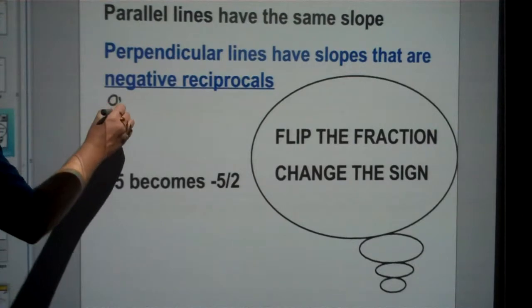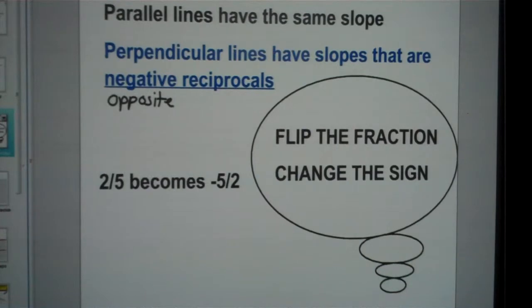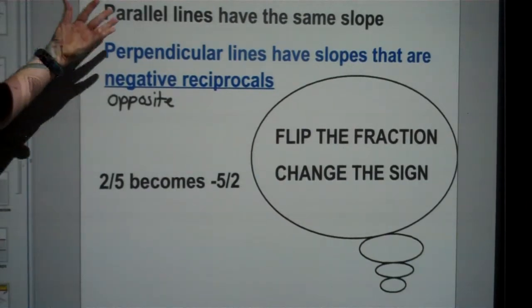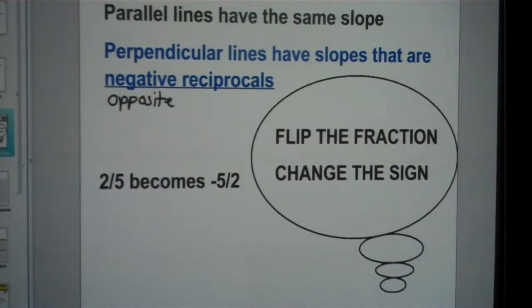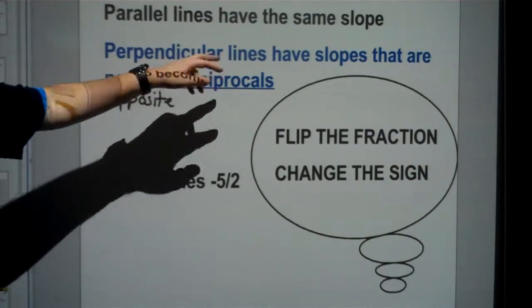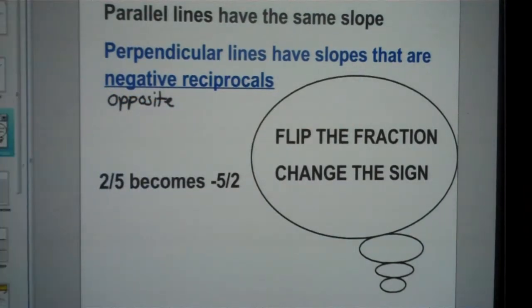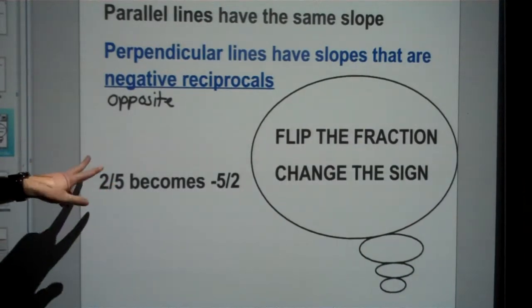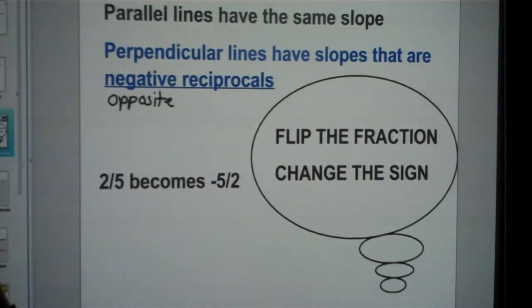Some people like to use the phrase opposite reciprocals, and sometimes that might be a better phrase, because the opposite of negative is just positive, so sometimes that helps. Reciprocals are when you have a fraction and you flip the fraction over, or do 1 over that fraction. So think in your head, flip the fraction, change the sign. If I said perpendicular to 2/5, I would flip the fraction, so it becomes 5/2, and then change it from positive to negative. And this would be the slope that's perpendicular.